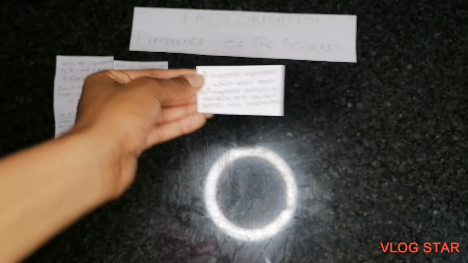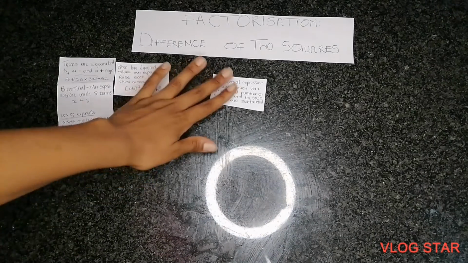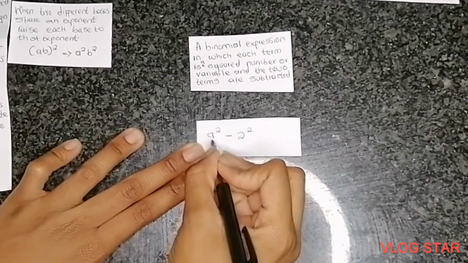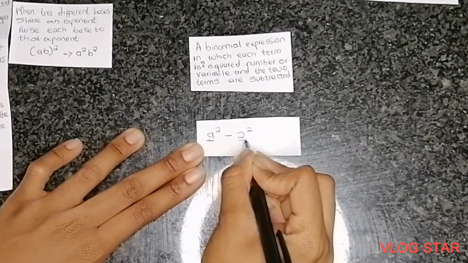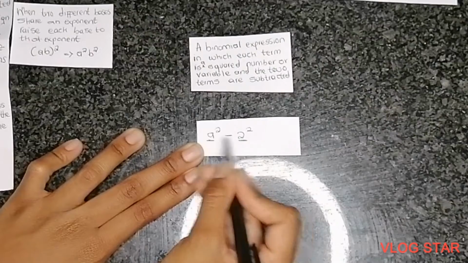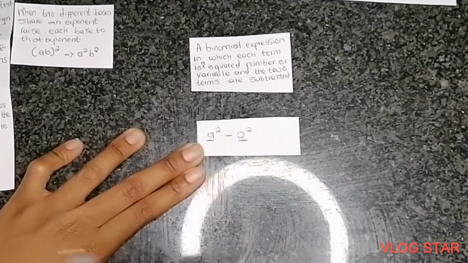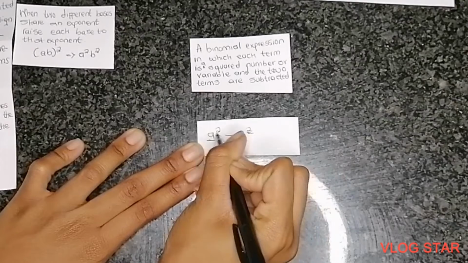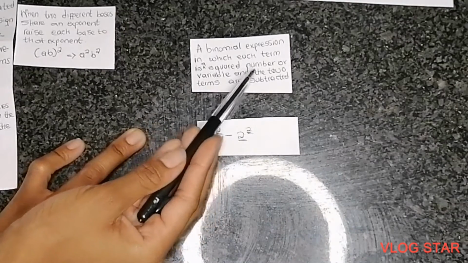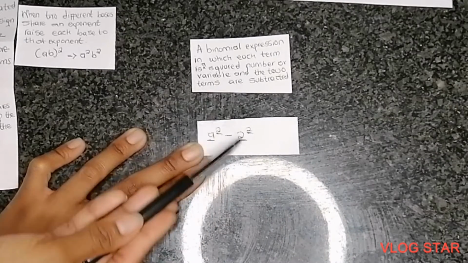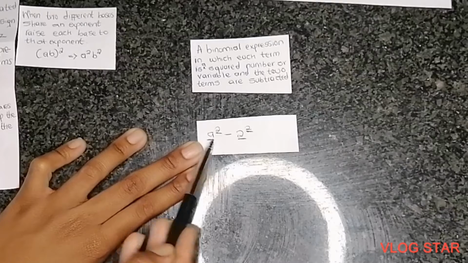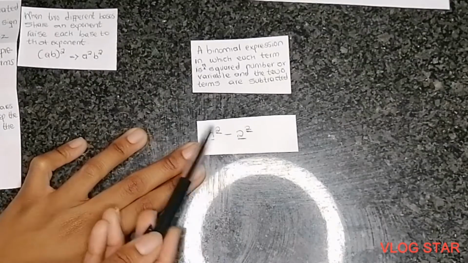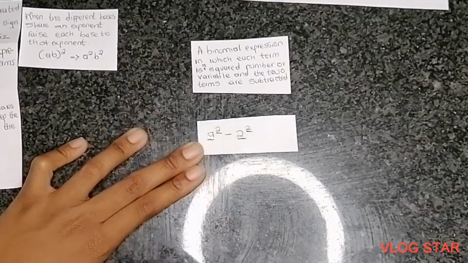So let's look at it. What does this definition tell us? It says we have to have a binomial. We do have a binomial because it's 2 terms, and they must be squared. These 2 terms must be squared, and it can be a number or a variable. You can see we have a here and we have 2 here. So these 2 terms must be squared. How do we know that they are squared?